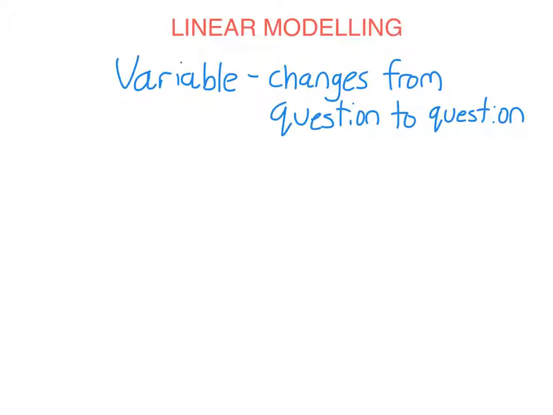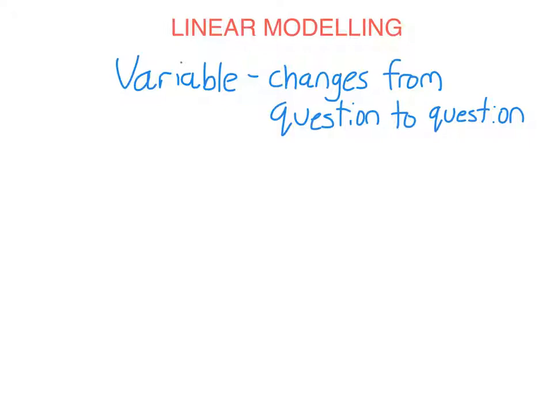Today we're looking at linear relationships between two variables. Remember, a variable is just something that changes from question to question. We usually denote it with a numeral or a letter, and it can represent anything. The variable can represent distance, time, cost, number of people, something like that. Anything that changes from question to question, that's a variable.